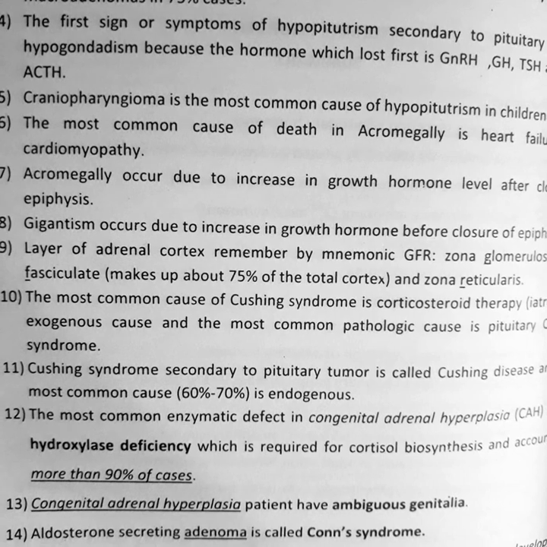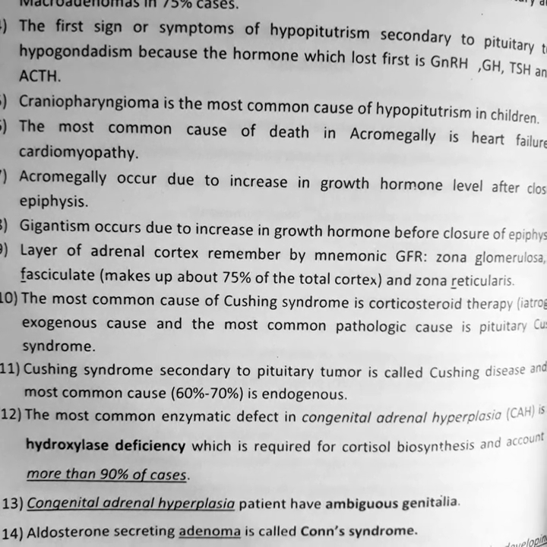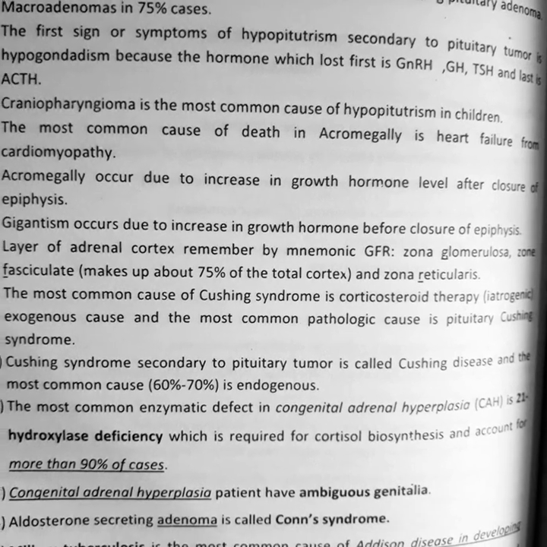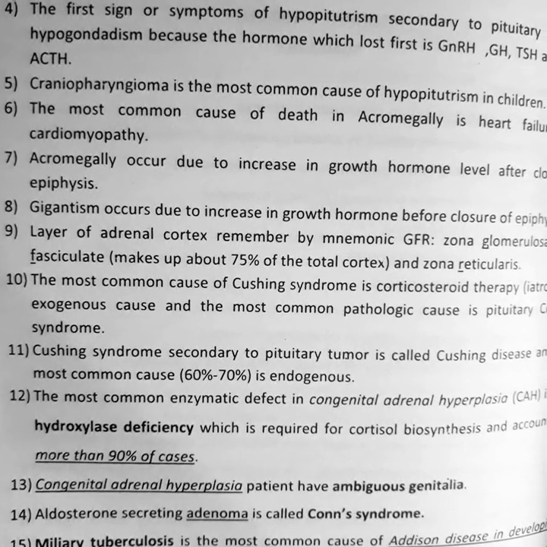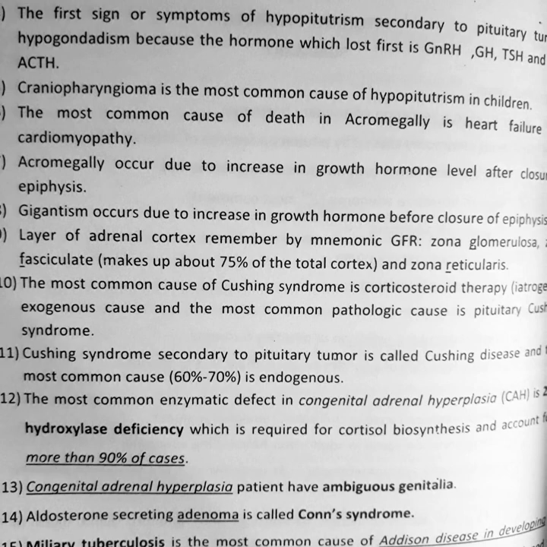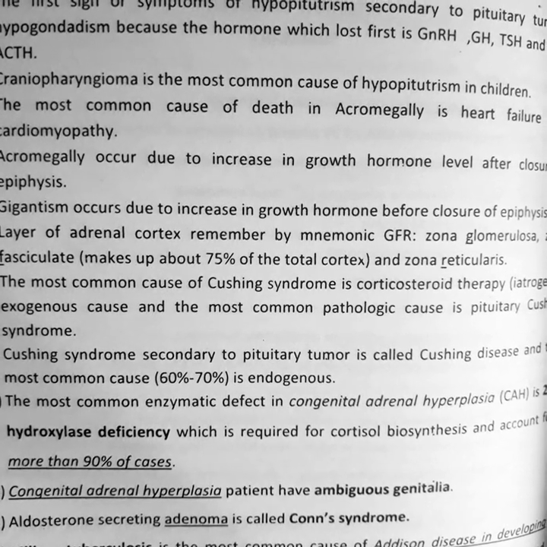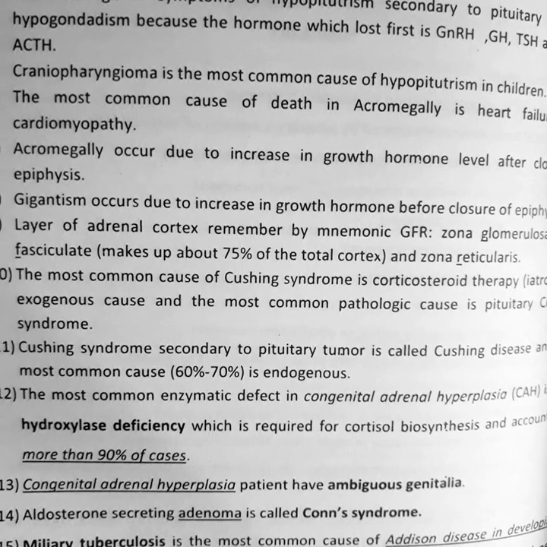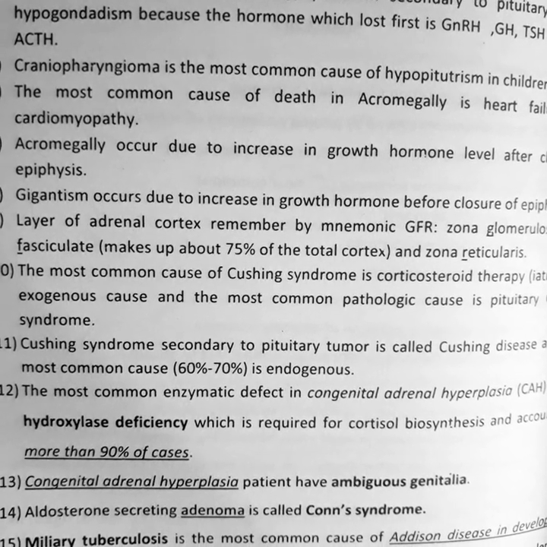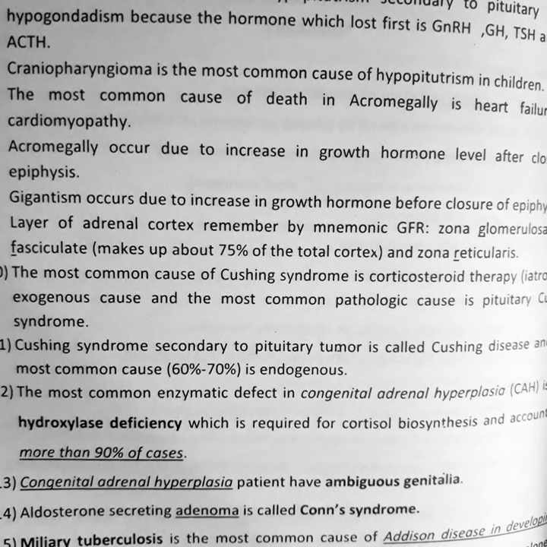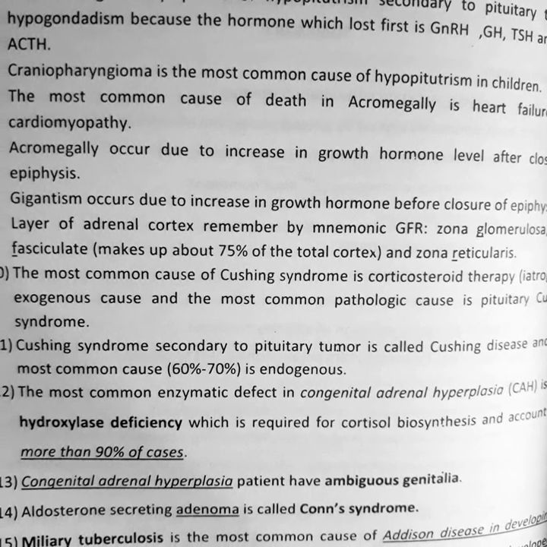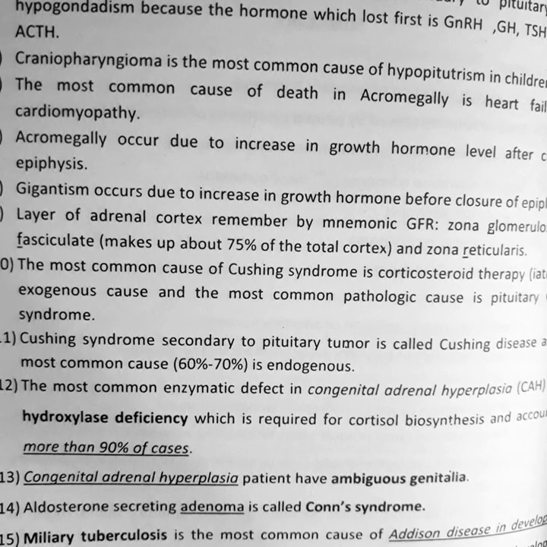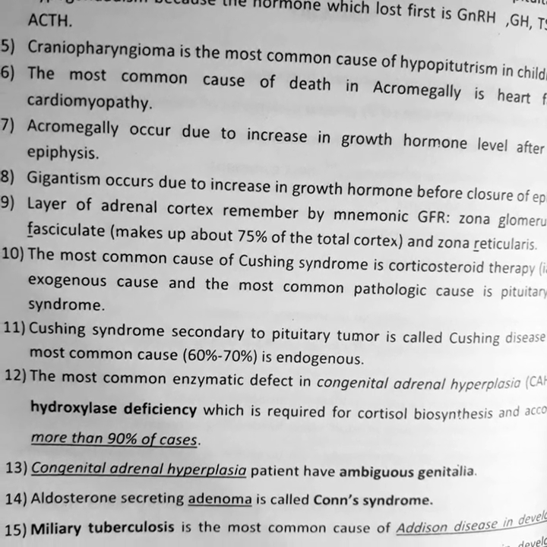The most common enzymatic defect in congenital adrenal hyperplasia is 21 hydroxylase enzyme deficiency, which is required for cortisol biosynthesis and accounts for more than 90% of the cases. Congenital adrenal hyperplasia patients have ambiguous genitalia. Aldosterone secreting adenoma is also called Conn syndrome.